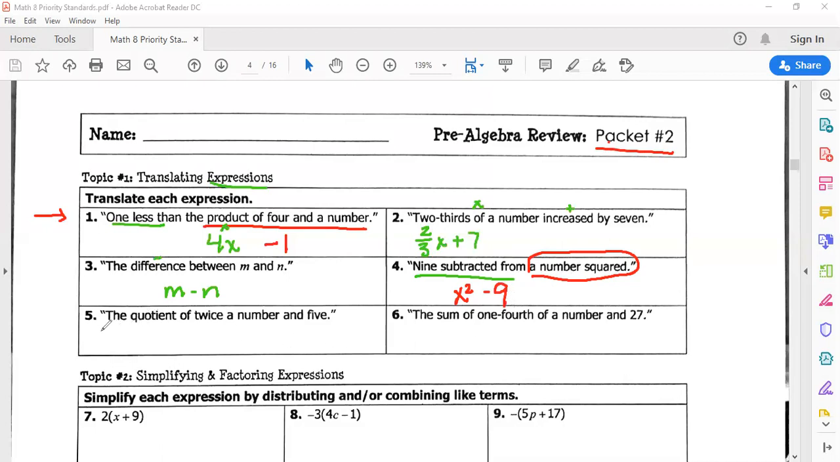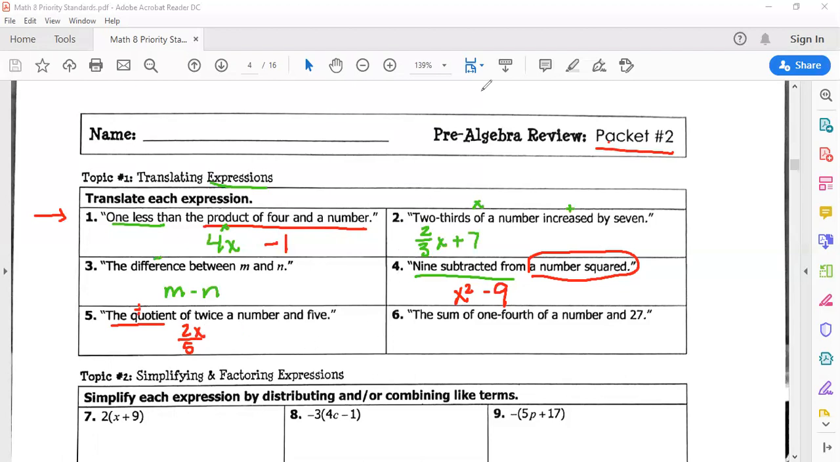All right. Number 5 says the quotient of. So that means a division problem. Quotient means division. Twice a number and 5. Again, when they write it like this, twice a number goes on top and 5 goes on the bottom. So the quotient of twice a number, that's 2x, and 5 is 2x divided by 5. You have to pay close attention to how they list the numbers here. That tells you how to write it out when you're starting to do your expression.